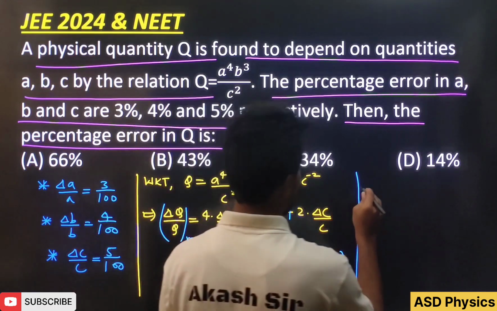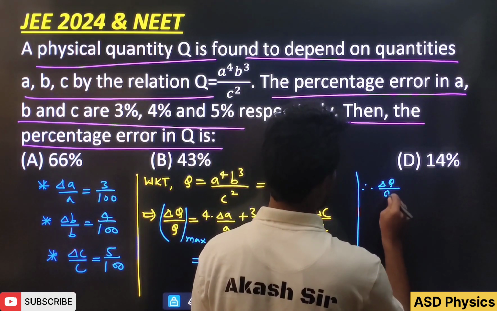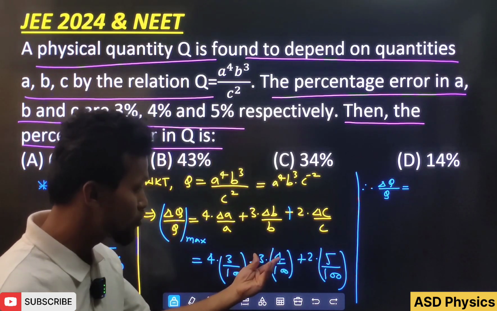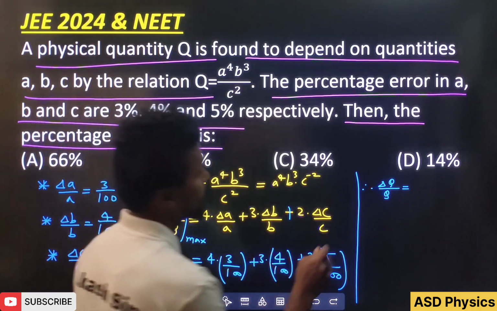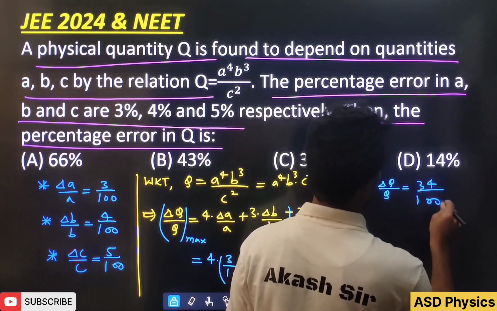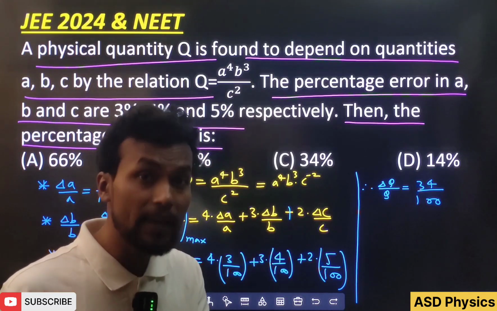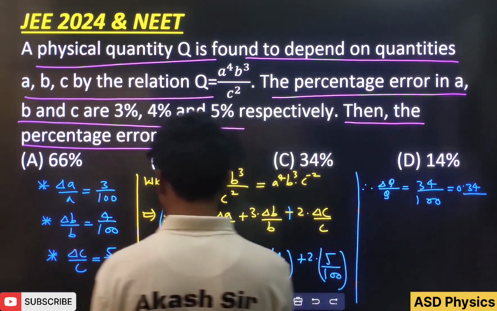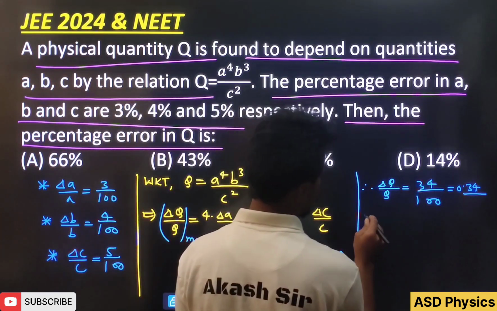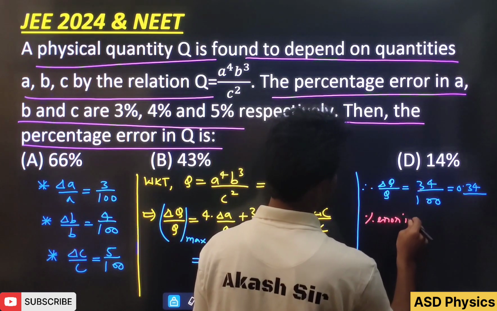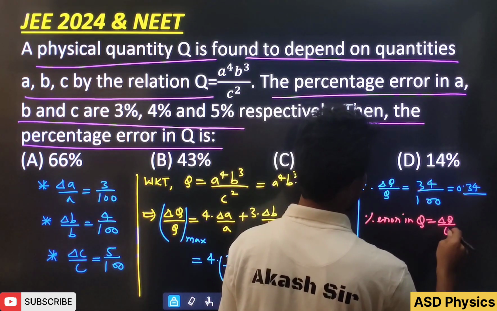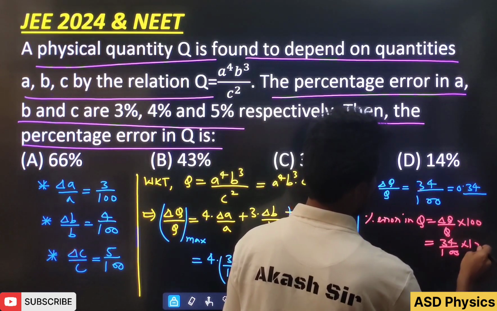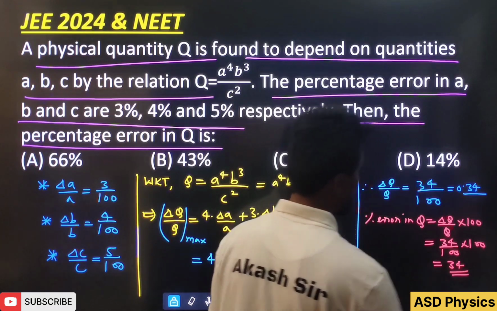So finally we can write here, hence students, this delta Q by Q value will become 4 into 3 is 12, 3 into 4 is 12, so 12 plus 12 is 24, plus 10 is 34. So when you simplify this, it will come 34 by 100. If in the question they ask a fractional error, the answer will be 0.34. But if they are asking percentage, percentage error in Q means, you know very well, delta Q by Q into 100. So 34 by 100 into 100, the answer will come 34%.